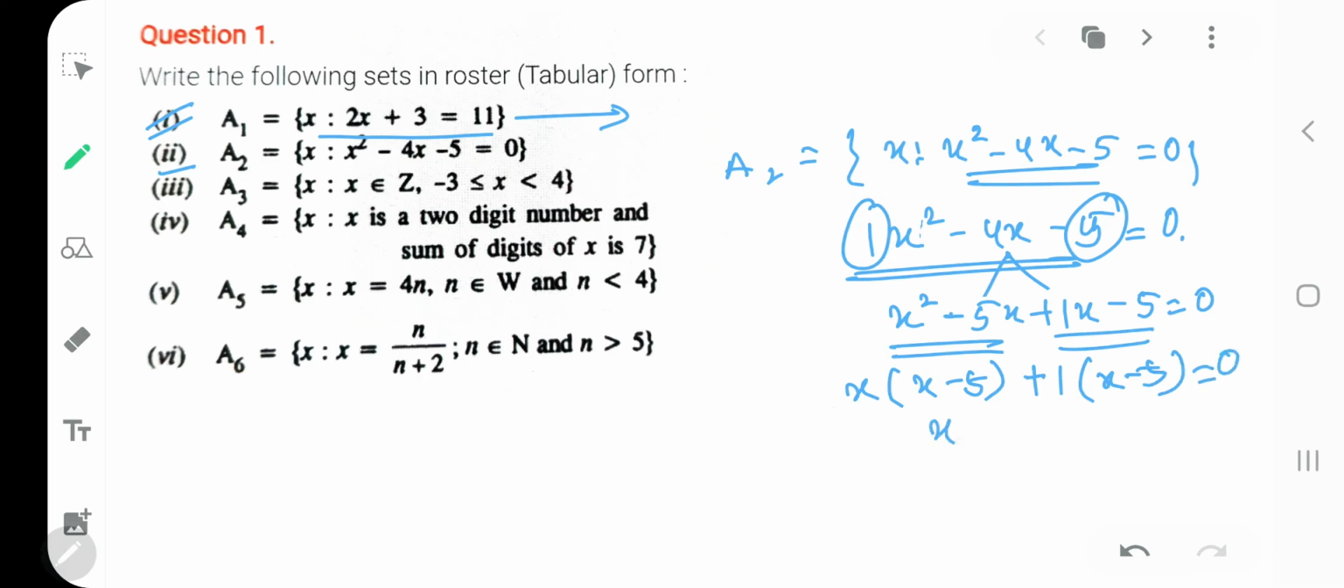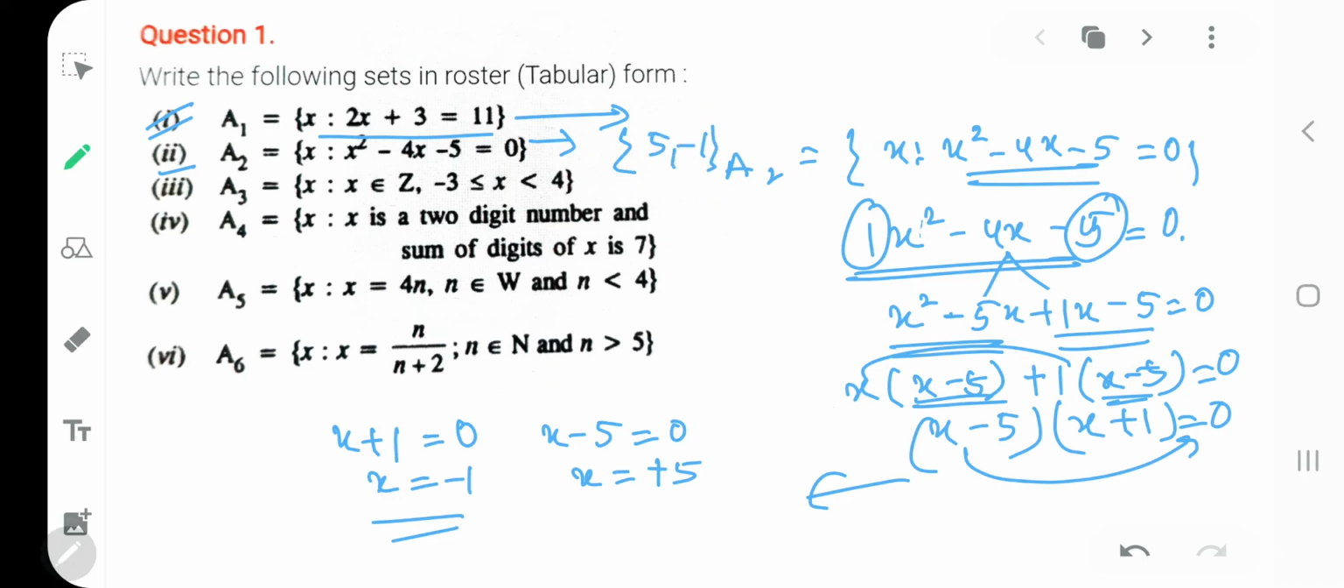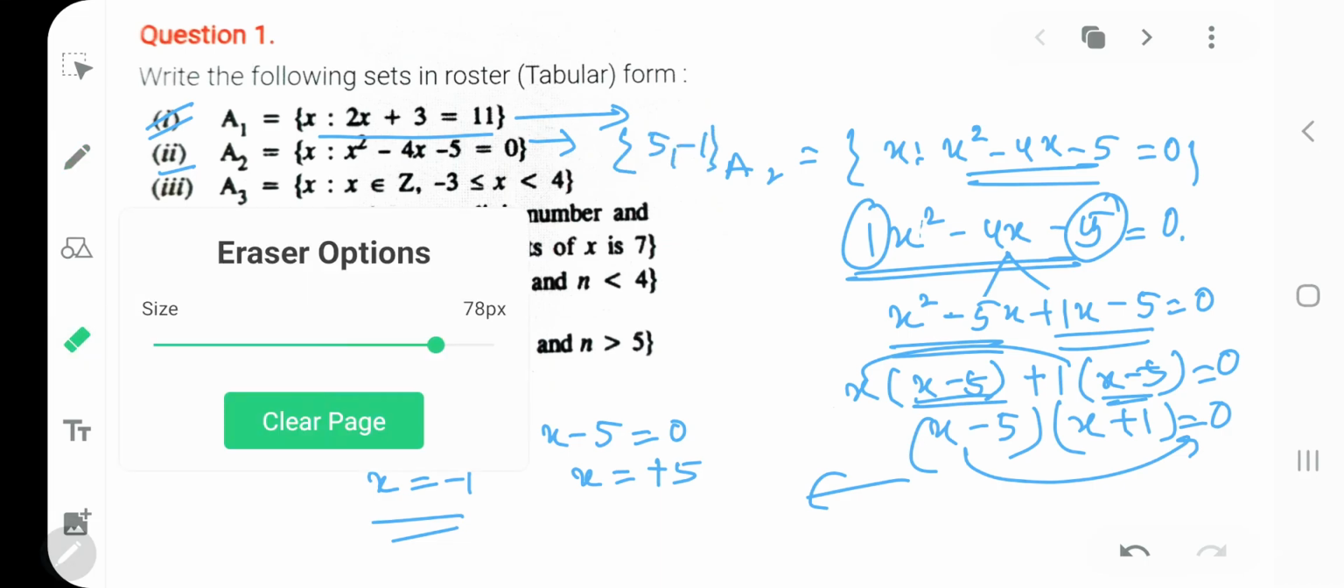So in that case you got two brackets, that is x minus 5 and x plus 1 is equal to 0. So you have to equate both the brackets with 0. X minus 5 is equal to 0 and x plus 1 is equal to 0. That is, x is equal to plus 5 and x is equal to minus 1. So which are the elements present in this set? That is 5 and minus 1. Is that clear? Okay, let's see our next.